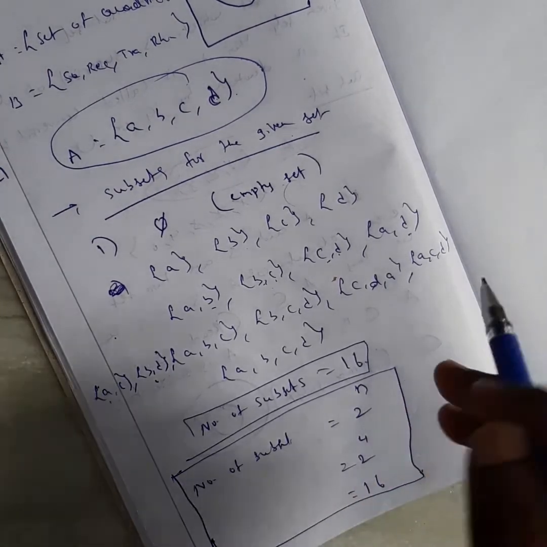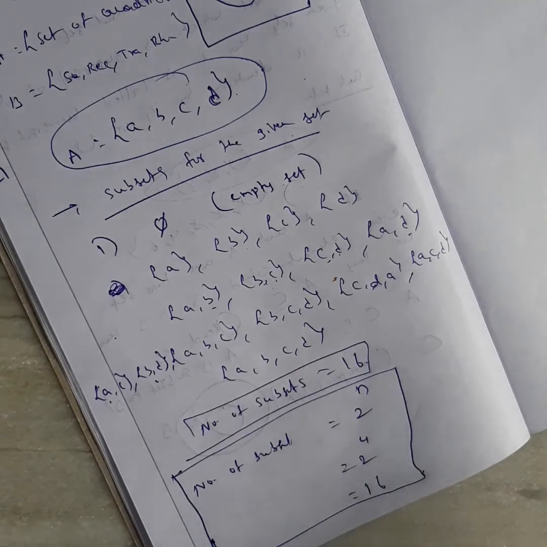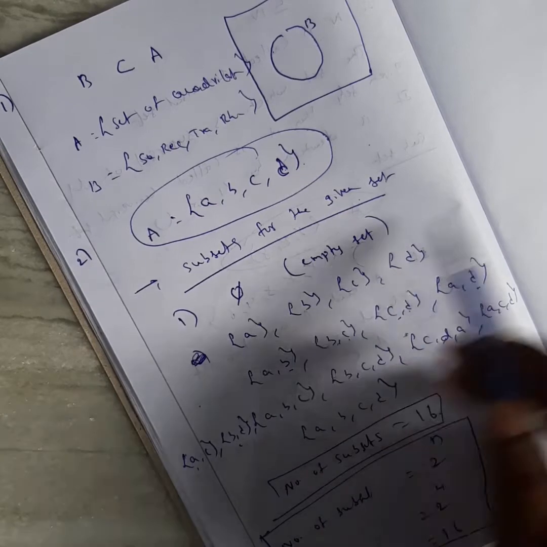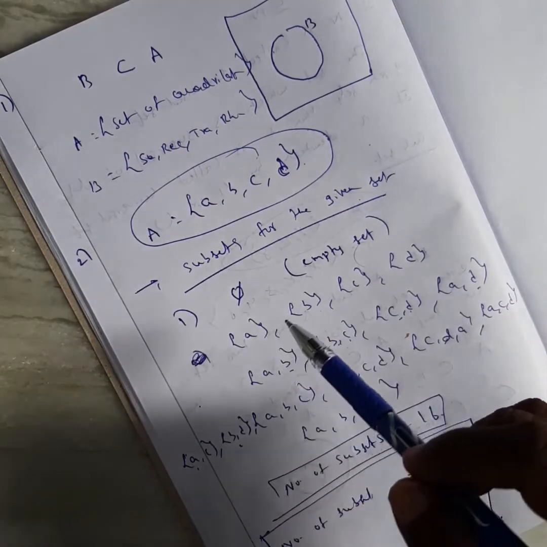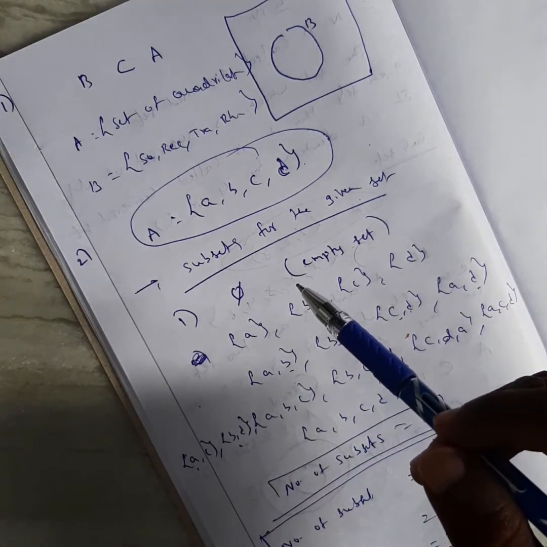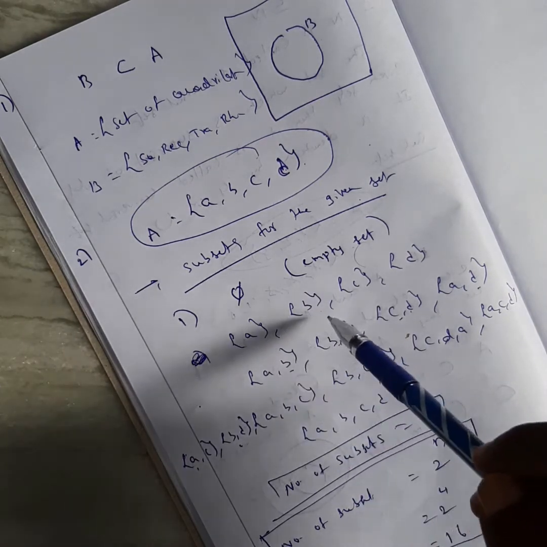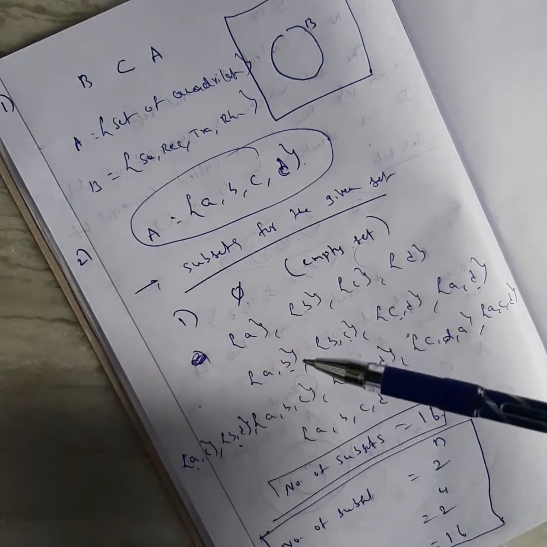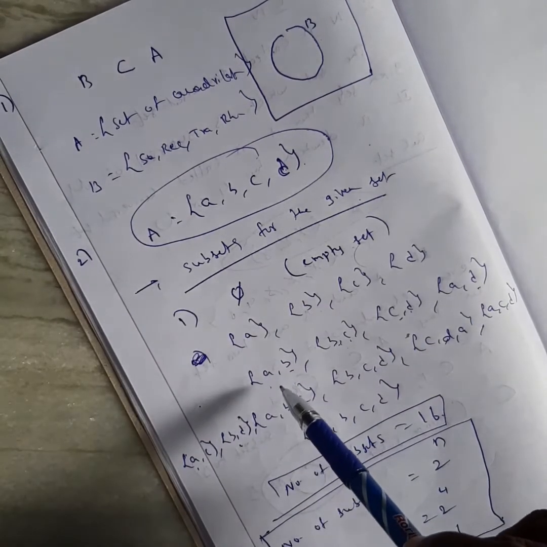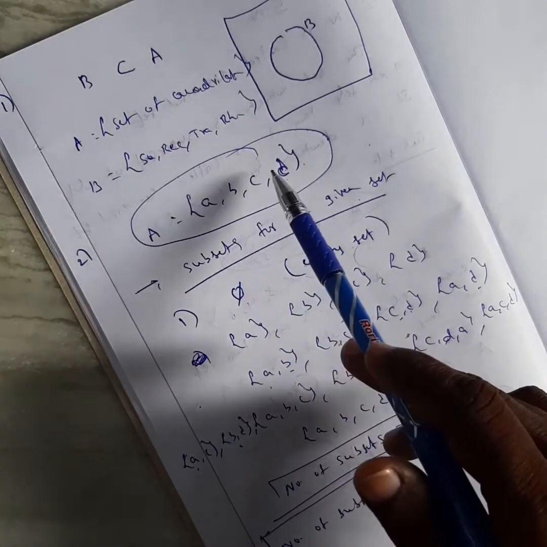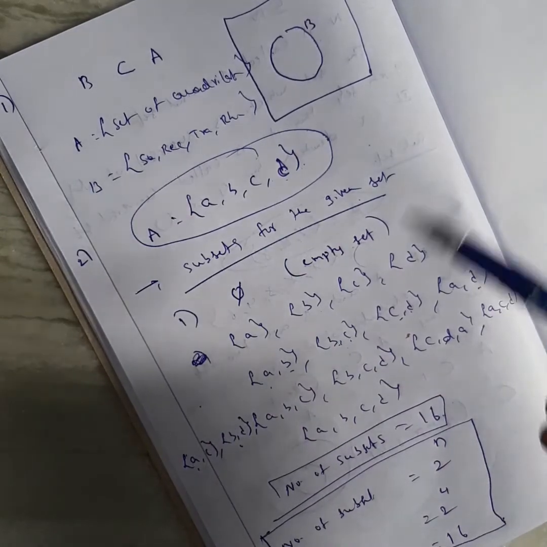So children, this is how to find the subsets for the given set A = {A, B, C, D}. First, write the empty set, next the singleton sets. A singleton set means a set containing one element: A, B, C, D. Like that, the sets containing two elements: AB, BC, CD, AD, AC, BD.